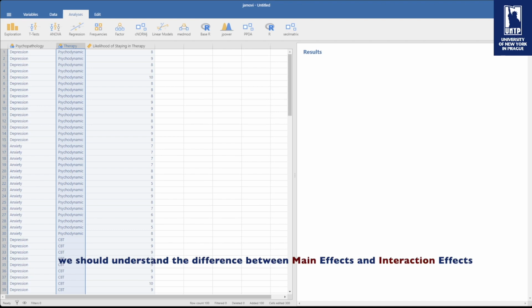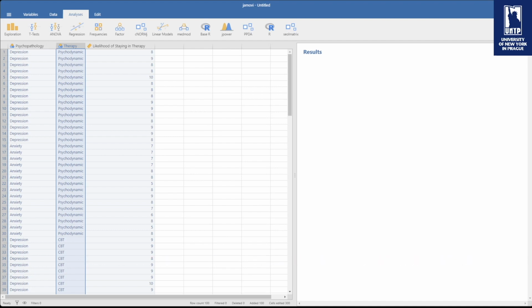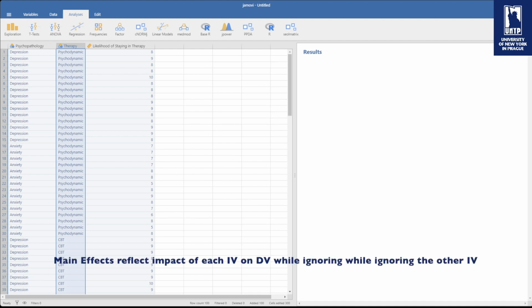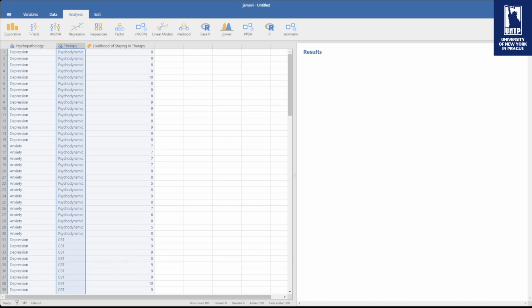Now, we arrive to some concept which is very, very important in two-way ANOVA. We should understand the difference between main effects and interaction effects. This is pivotal to understanding two-way ANOVAs and, henceforth, other kinds of ANOVAs as well. Not going to create spoilers over there. So main effects reflect the impact of each independent variable on the dependent variable while ignoring the other independent variable. I know this sounds like a tongue twister, but it's easier than what you can think.